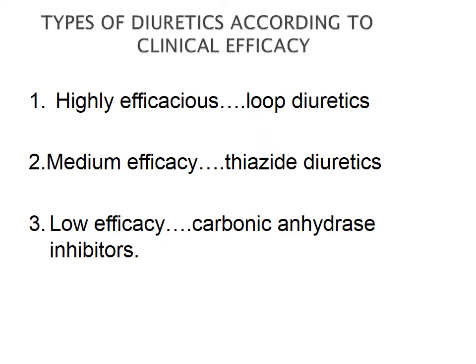Now, according to clinical efficacy, highly efficacious are the loop diuretics, medium efficacy are the thiazides, and lower efficacy is among the carbonic anhydrase inhibitors. So if we have to remove water quickly from the body, we will give loop diuretics because they are more efficacious than the other diuretics.